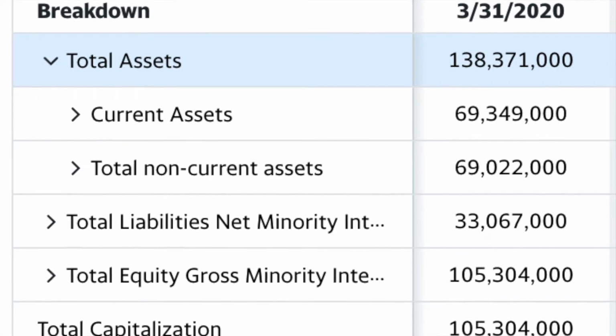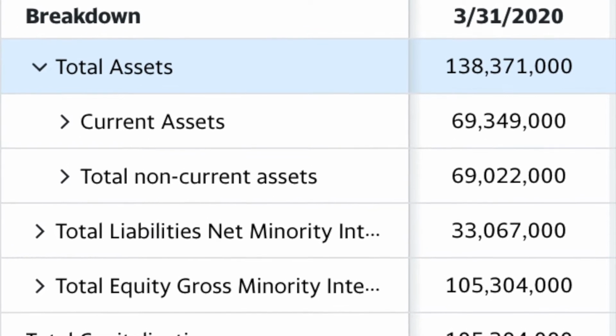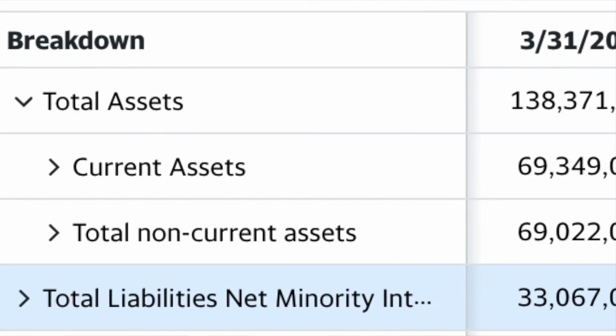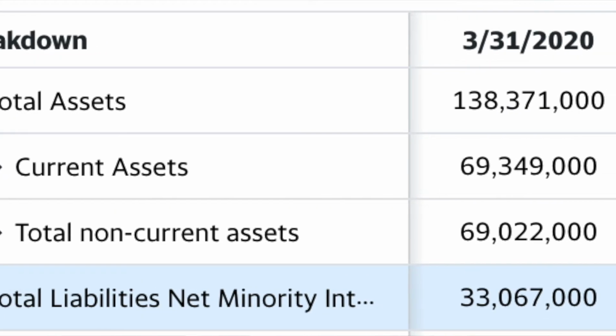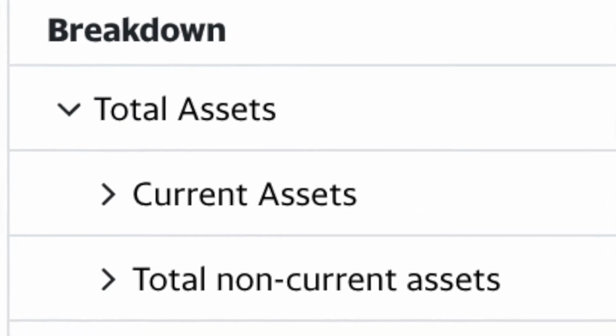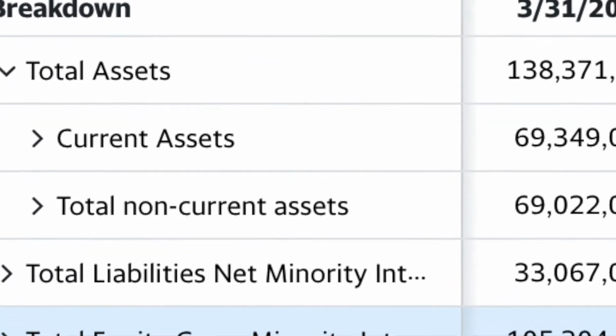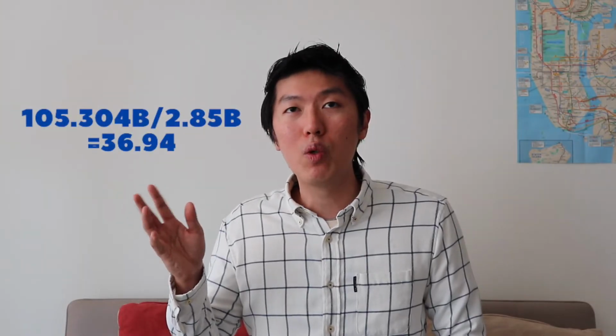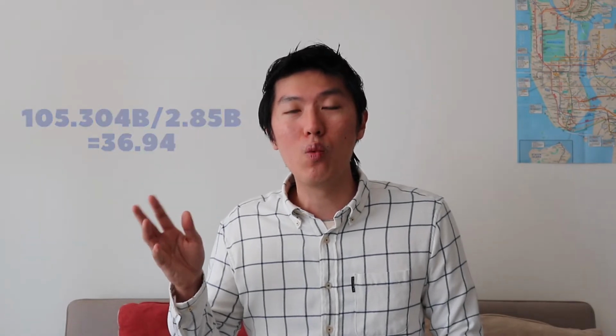So if we go to Facebook's financials, we'll see that Facebook's total assets are 138 billion, and its total liabilities are 33 billion. When we subtract these, we are left with roughly $105 billion, and that is the shareholders' equity. Now, I believe Facebook doesn't have preferred shares, so we can leave that out of the formula. At the moment, Facebook has 2.85 billion shares outstanding. So when we divide the 105 billion by the 2.85 billion, we're left with 36.94, which is the number you're seeing here.